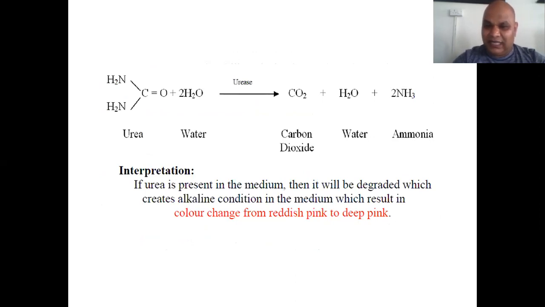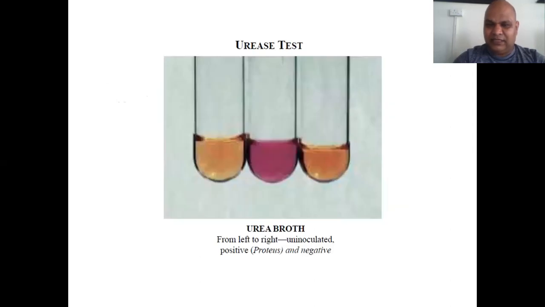So when this ammonia gas liberates, the medium changes from reddish pink to deep pink color. Like this, you can see the prior solution that we have prepared, and this urea broth actually changes its color after the inoculation of the bacteria. We put the bacteria which degrade the urea after releasing the urease, and the urea changes into carbon dioxide, ammonia, and water.